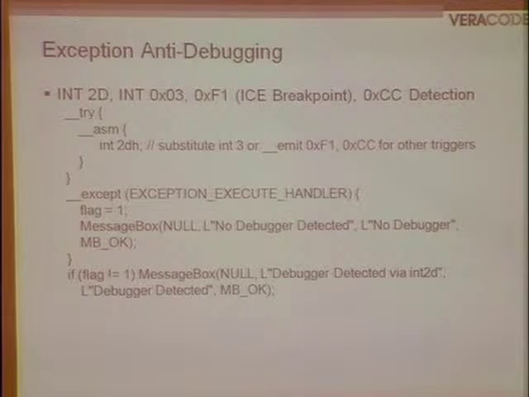int3 and F1 both operate exactly like the int2d. With int3, an exception gets thrown. If under a debugger, the debugger handles the int3 call, and the application will never see it. Using this discrepancy, just like int2d, we can detect the presence of a debugger.